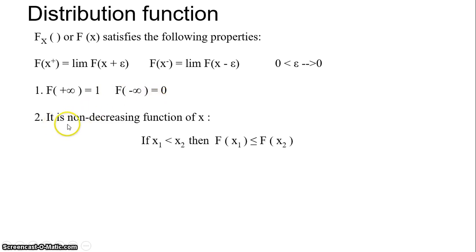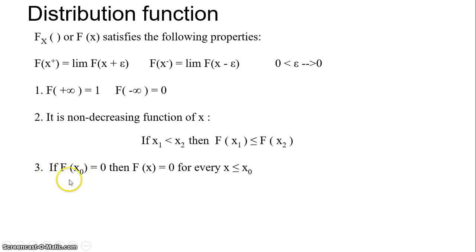Coming to the second property, it is a non-decreasing function of x. If x1 is less than x2, then what happens? Capital F of x1 is less than or equal to capital F of x2. Because x1 is less than x2, definitely its distribution will also be less than or equal, because it is an increasing function. And coming to the next property, if F of x naught is equal to 0, then for every x less than or equal to x naught, the distribution function is also equal to 0. So definitely for the lesser values, if I take x minus 1, x minus 2, those will also be equal to 0.